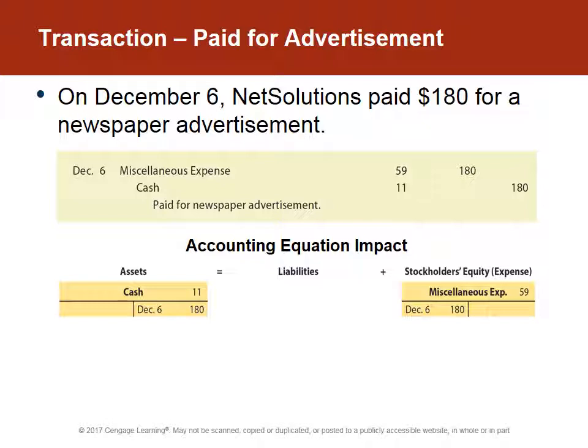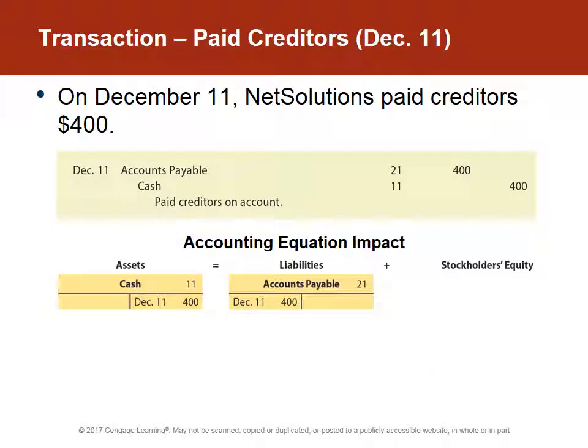Oops, sorry about that. Get my pointer back out. A credit for my cash here because cash went down. A debit for miscellaneous expense because miscellaneous expense went up.